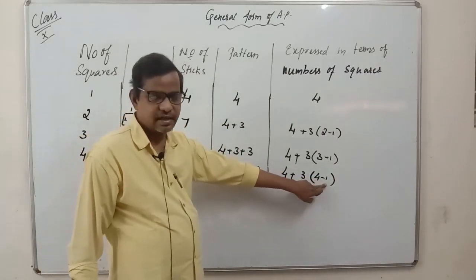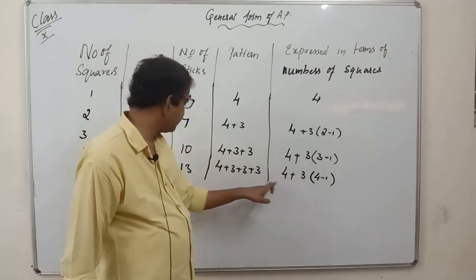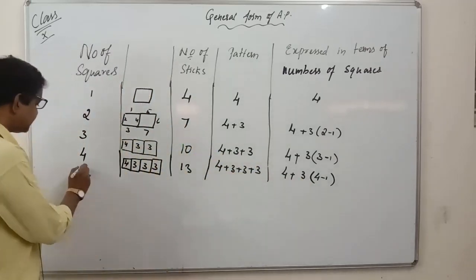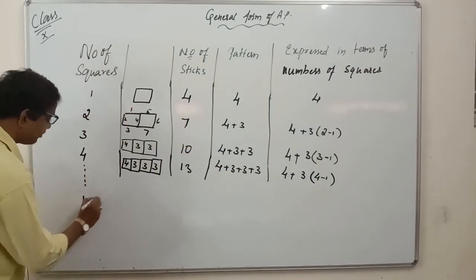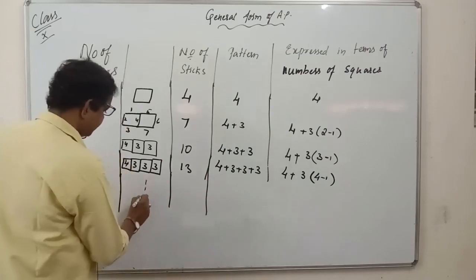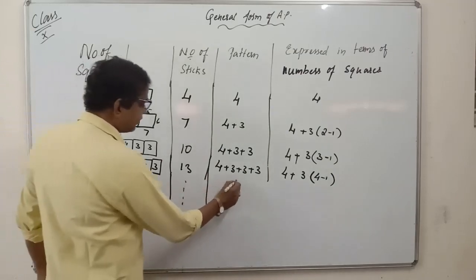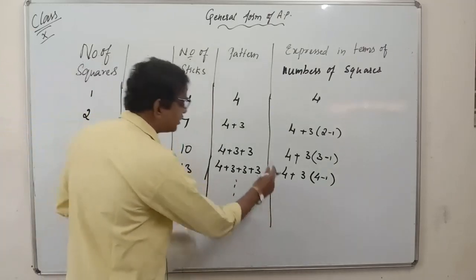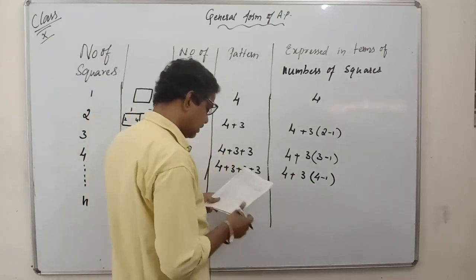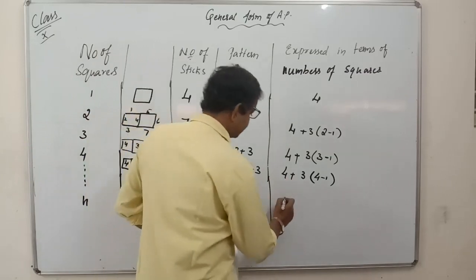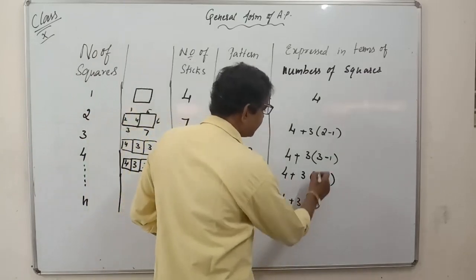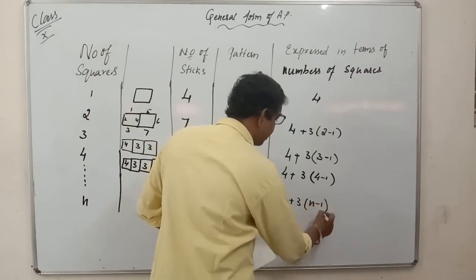4 minus 1 is 3. 3 into 3 is 9. 9 plus 4 is 13. In the same way, if you go on increasing, the last term will be the nth term. This we can come to on nth. But what will this be? What is 4 here? 4 is the first. Let us see, 4 plus 3 of, that I can write n minus 1.